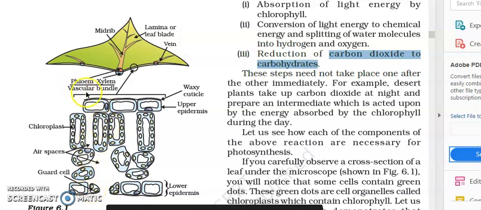So the leaf has an upper protective layer called the epidermis. It is made up of rectangular cells tightly packed. In some cases, you may have a cuticle, another protective layer beyond the epidermis. So the upper leaf surface will have upper epidermis. The lower leaf surface will have the lower epidermis.